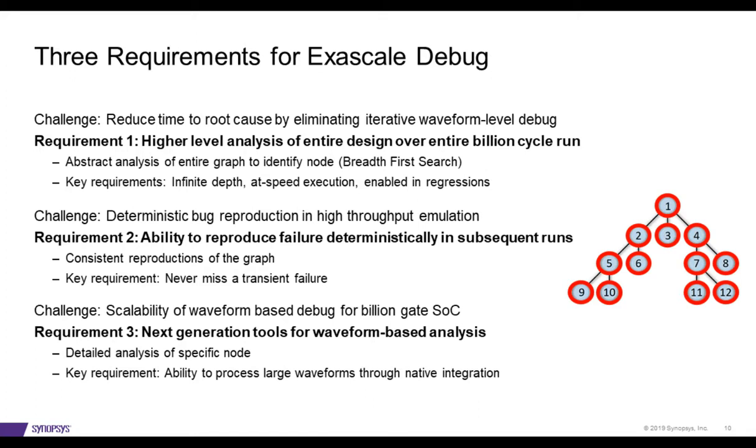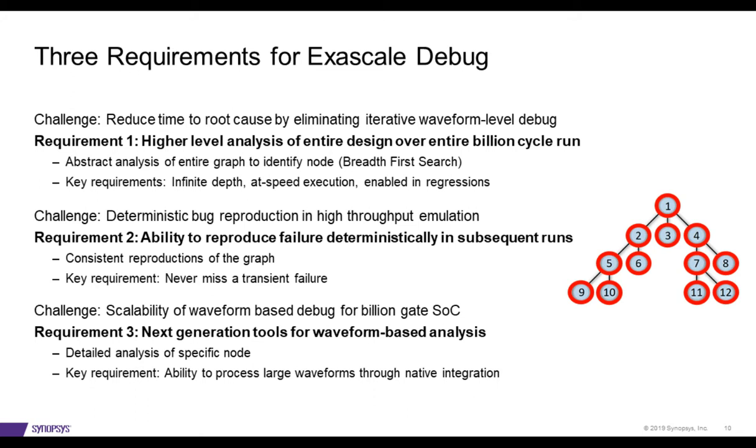So now that we have listed the three challenges, let's quickly look at the three requirements. What is needed to solve those three challenges? The first challenge was, how do we reduce time to root cause by eliminating iterative waveform level debug? And here, again, going back to the graph theory, the requirement is that we need to do a very high level analysis of the entire design over the entire billion cycle run.